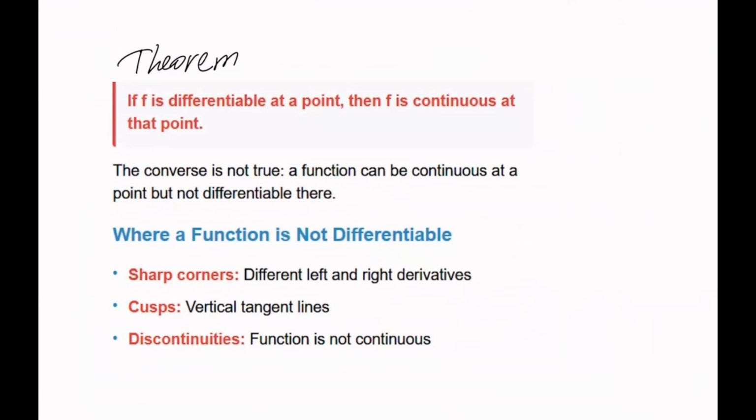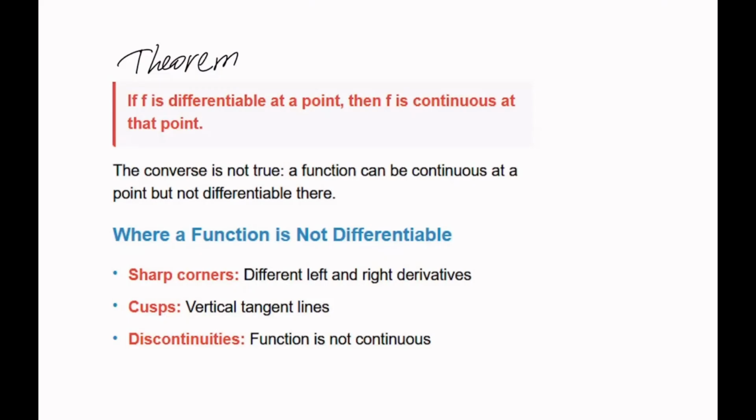This is a fundamental result in calculus. It tells us that differentiability is a stronger condition than continuity. In other words, if a function is differentiable at a point, it must also be continuous there. However, the converse is not true. A function can be continuous at a point, but not differentiable there.